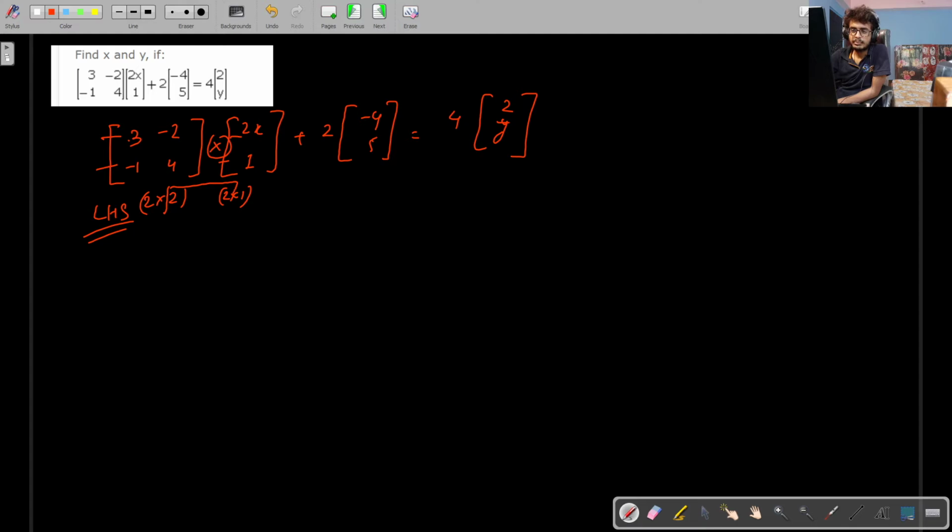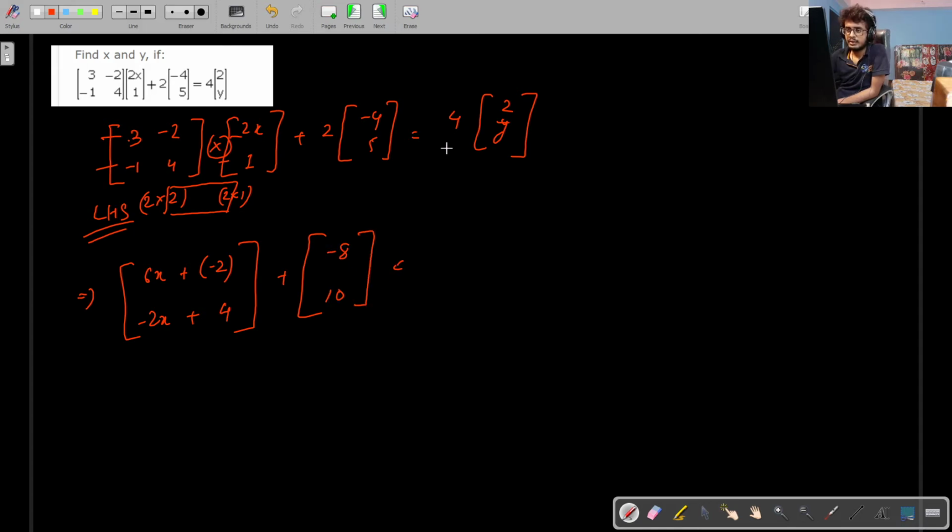So is the multiplication possible? Yes, it is. So we first multiply these. 3 into 2x is 6x, plus minus 2 into plus 1 is minus 2. Then we change the row because there is only one column here. Minus 1 into 2x is minus 2x, plus 4 into 1 is 4. So we get a matrix like this. Plus, we know how a number is multiplied into a matrix, so just multiply it inside: 2 into minus 4, 2 into 5, which is 10. We are not doing the right hand side, we are just doing the left hand side now.